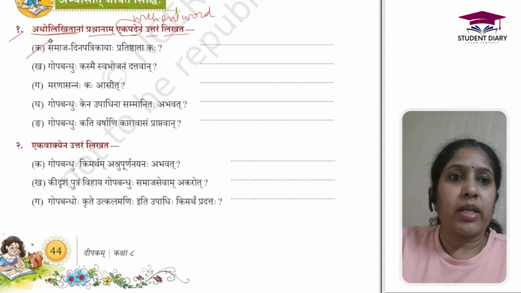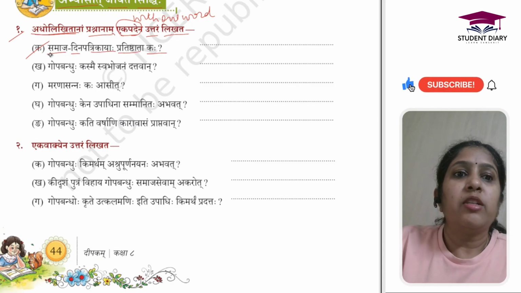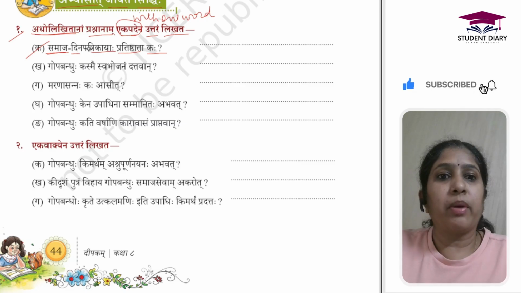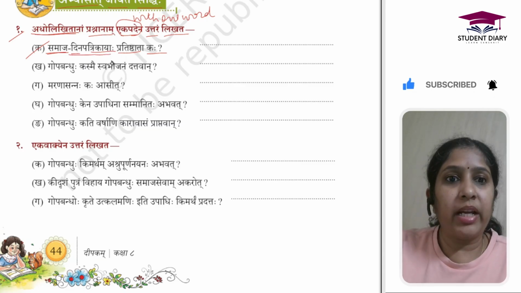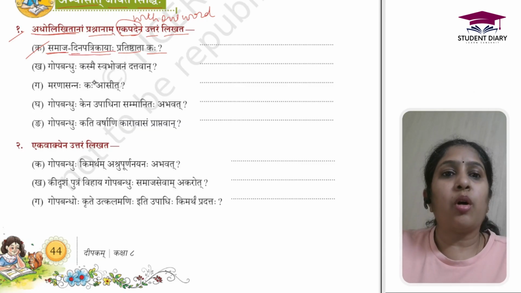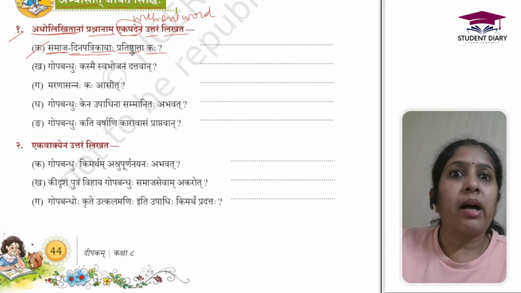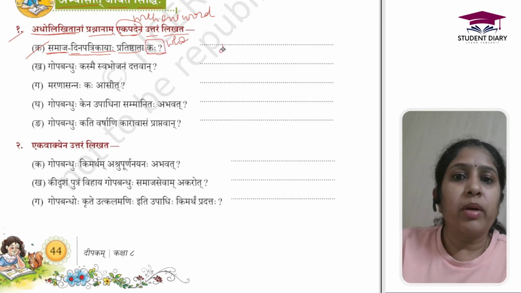So let's see what is the first question. Samaj Din Patrikayaha Pratisthata Kaha. Samaj was the daily newspaper, right? Din Patrikayaha means of daily newspaper, it is Shashti Vibhakti. Pratisthata means founder. Kaha means who, the question word. So who was the founder? Gopbandhuh, right? I hope everyone remembers. This was in the last paragraph. It's Gopbandhuh.